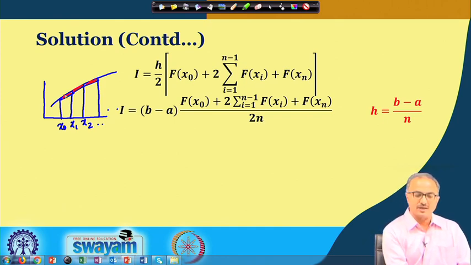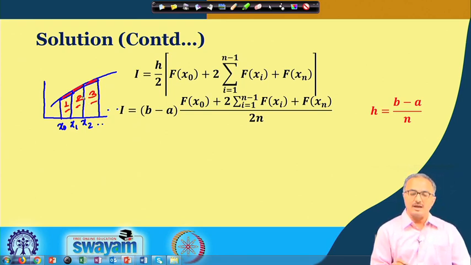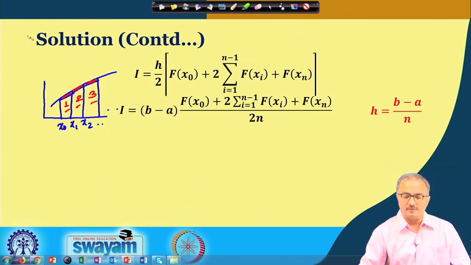Once you do this and keep applying the trapezoidal rule for each of the subdomains, like I call it 1, 2 like this, if you make many subdomains and then add them together, you will land up with this particular expression.